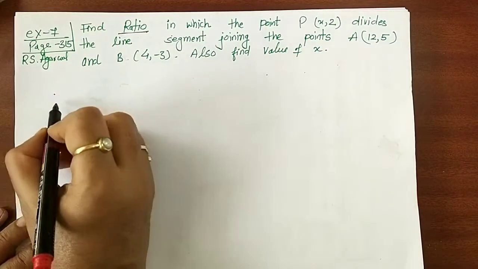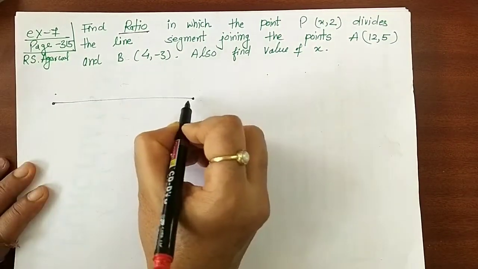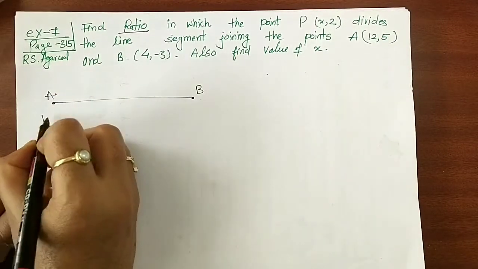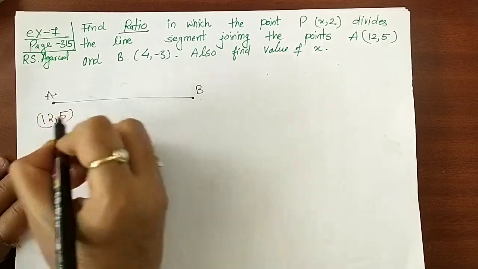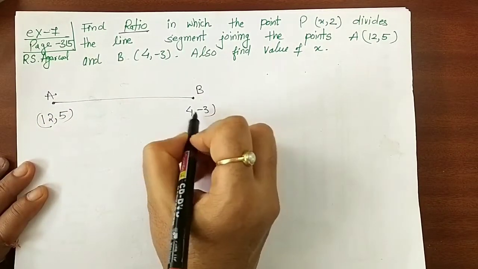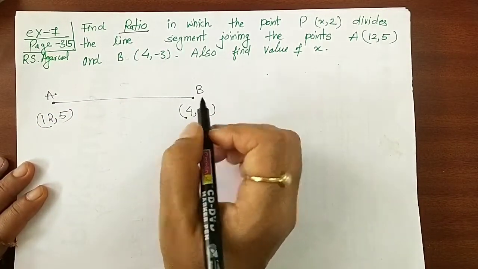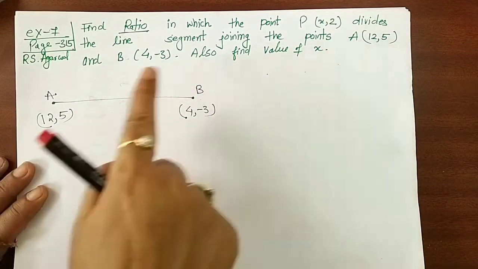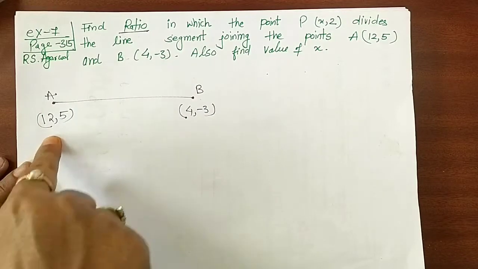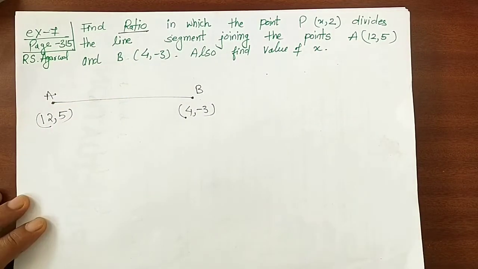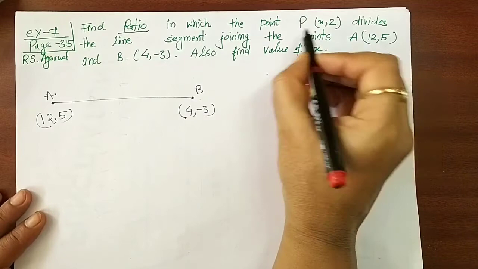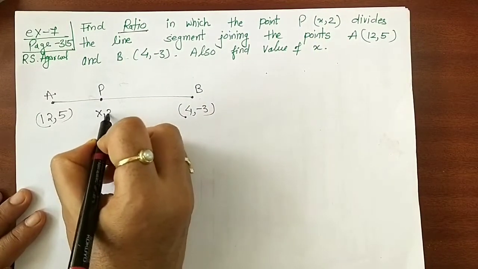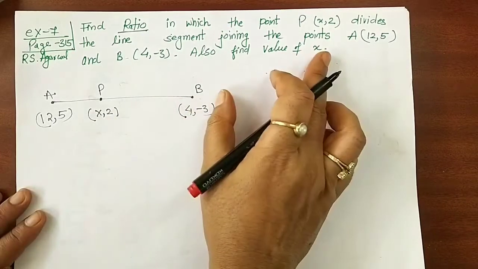Okay, so let me draw the rough sketch, guys. It's also a very easy question. A and B. So A is 12, 5 and B is 4, minus 3. Before starting the solution, you check your points are copied properly. 12, 5 correct and 4, minus 3. Okay, they are asking point P. So here is point P, which is x, 2. So they are asking what is the ratio.